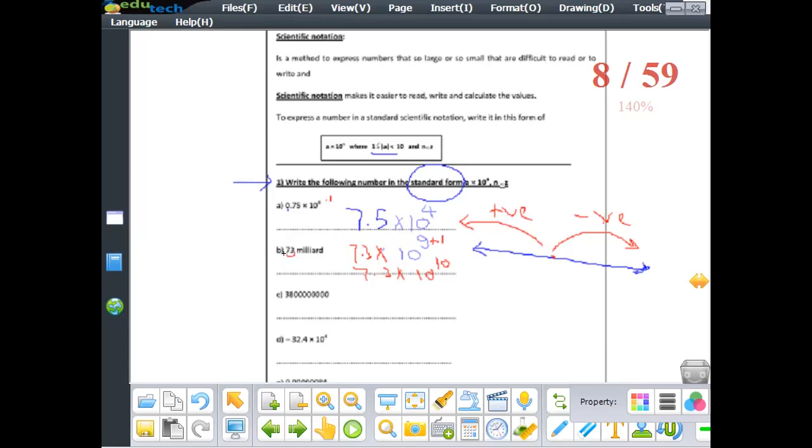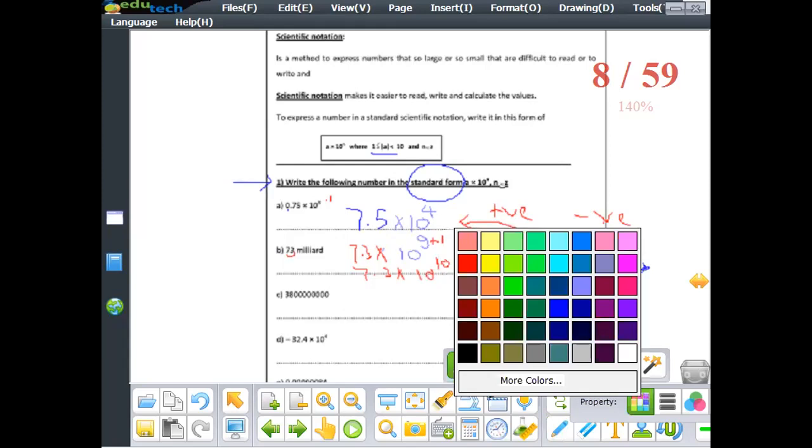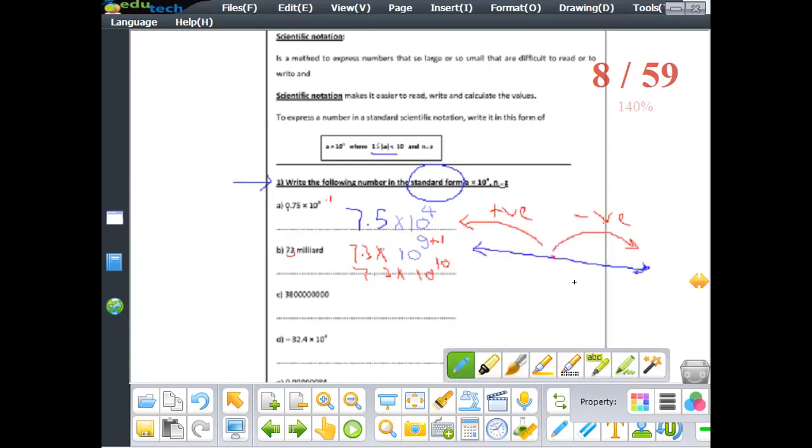Now we're going to start to solve the next question, which is number C. He told you 38 and many zeros, as you see. You want to change this number into the standard form. How can you do it? Great. You put a point here, then you move it to the left. How many digits? Come count with me.